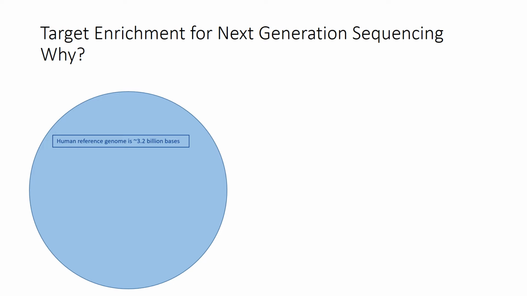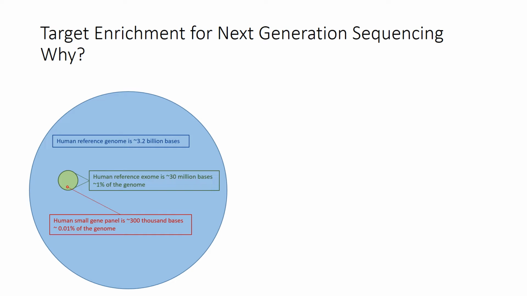Here I'm showing you a representation of the human reference genome. This is about 3.2 billion bases. The human reference exome is about 30 million bases, or about 1% of the genome. So these are the coding regions of the human genome. And then an example of a small human gene panel of around 300,000 bases, or around 0.01% of the entire genome. So if researchers are only interested in, let's say, this 300,000 bases, why would they sequence the entire human genome?